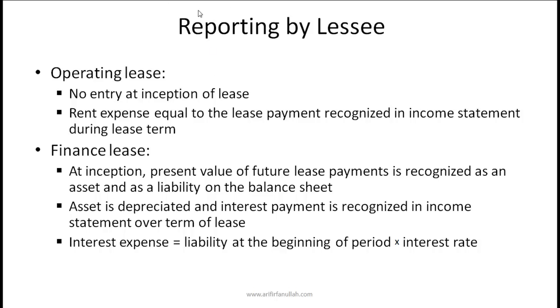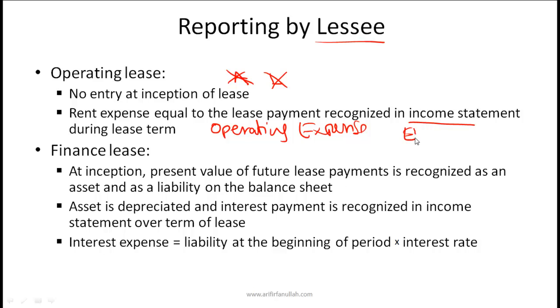So now let's talk about the reporting by the lessee. In an operating lease, there is no entry at the inception of the lease. This means that there is no asset created, no liability created. Essentially, for every year we show a rent expense equal to the lease payment, and this expense is shown in the income statement, and this would be one of our operating expenses. So any expenses that you pay or your lease payment is essentially an operating expense showing up in your income statement. So a lease payment will reduce your operating income or your EBIT.